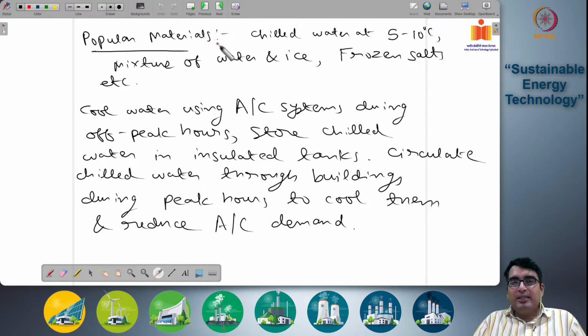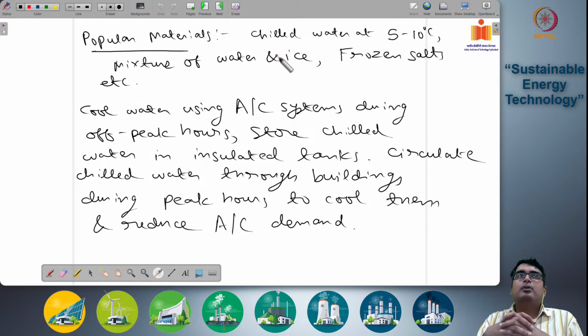The popular materials used for this storage of coolness are chilled water, which is usually stored at 5 to 10 degrees centigrade, mixtures of water and ice, which will be at 0 degree centigrade, and frozen salts that can be stored at temperatures below 0 degree centigrade.